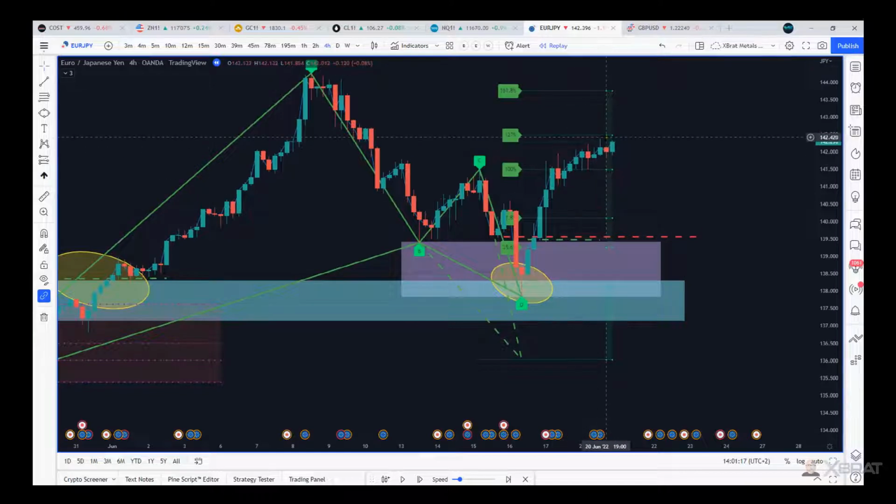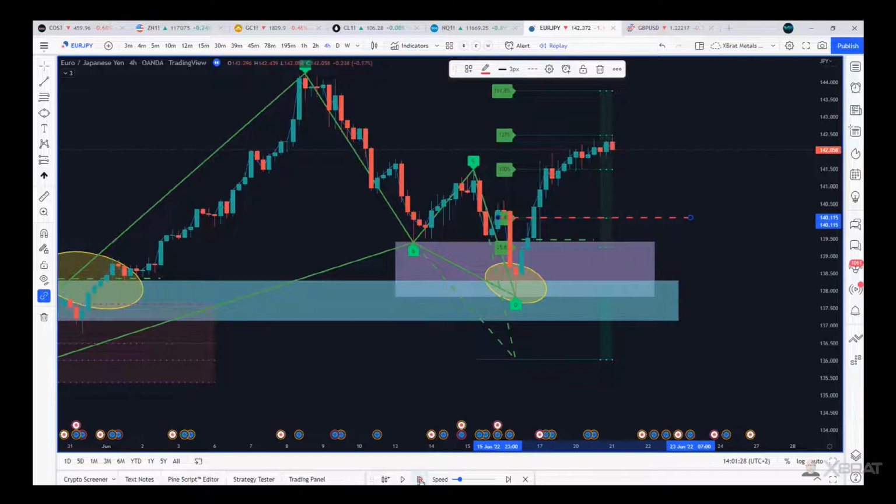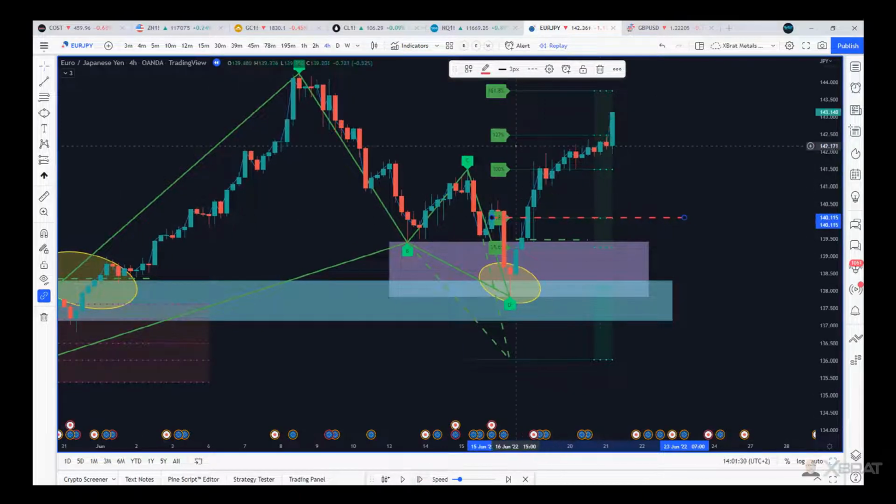Once we start to head towards the next level, let's be sensible here. Let's put it at that first target level, so now we're locking in some profit. Okay, let's play this forward. So we reject at the 127 and then push up.